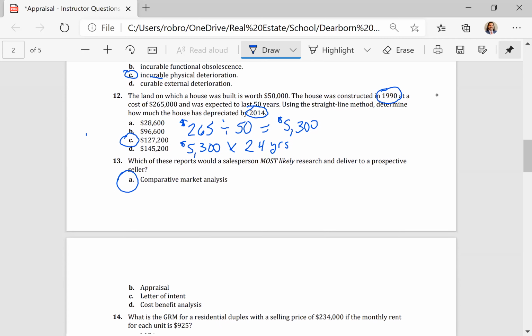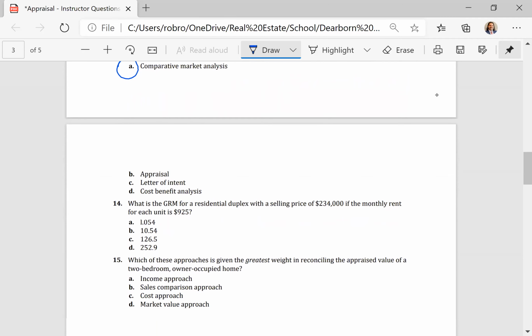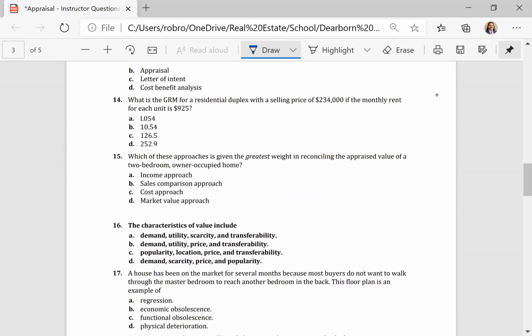14, what is the GRM for a residential duplex with a selling price of $234,000 if the monthly rent for each unit is $925? So what are you going to do? You're going to take the 234,000, and then how much is the monthly rent? Divided by 2 times $925, right? And that's going to equal what? E is C.